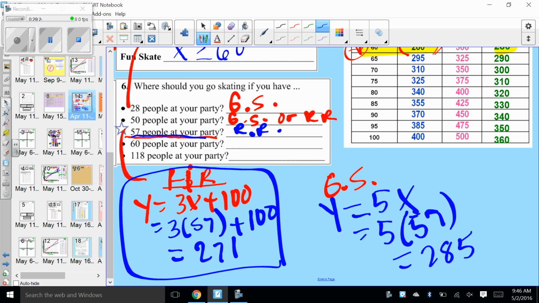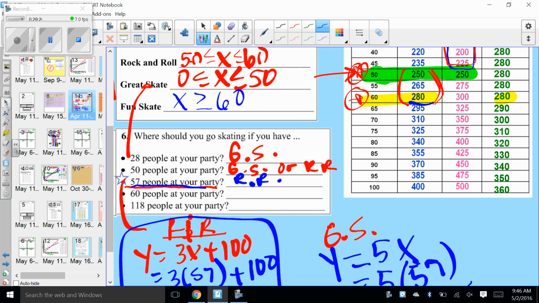What about 60 people? 60 people is a tie. We said it was a tie. It's $280 at either one of these places. So Rock and Roll, it's a tie, or Fun Skate, doesn't matter. They intersect there. What about 118 people? 118 people, for sure, is cheaper to go to Fun Skate.